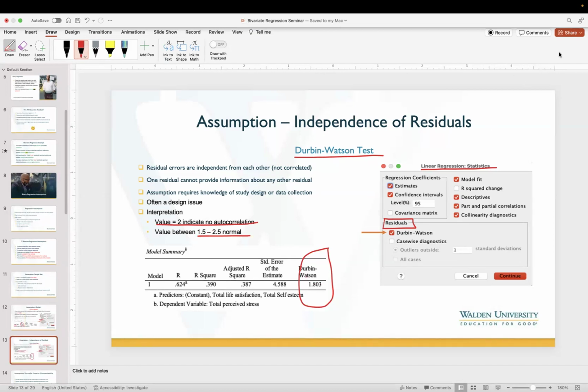Has this assumption been violated or not based on this? No. Fantastic. And you move on. You say, I assess the assumption of independence of residuals using the Durbin-Watson test. There were no violations. Boom. Let me move on to the next assumption.